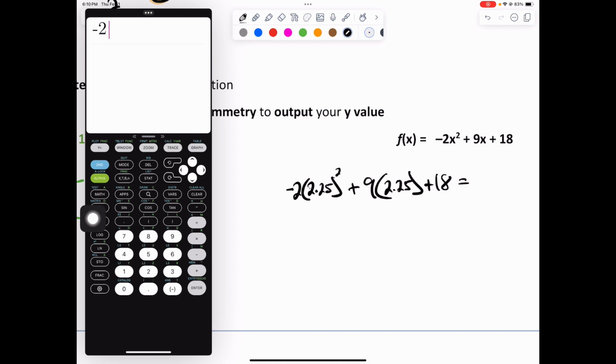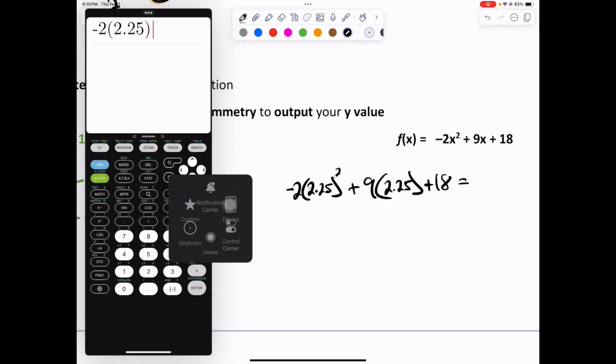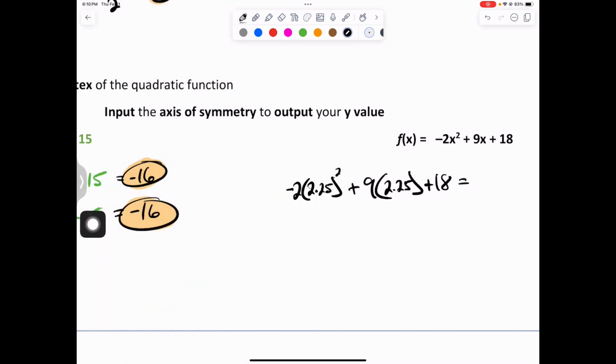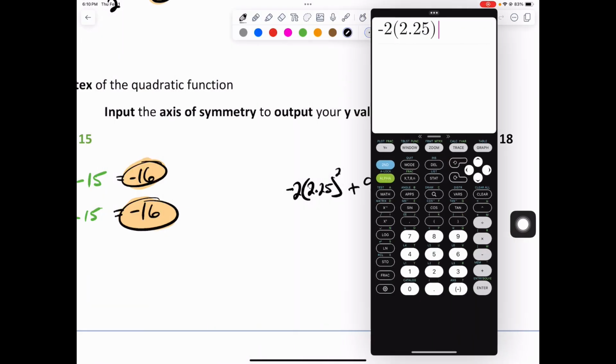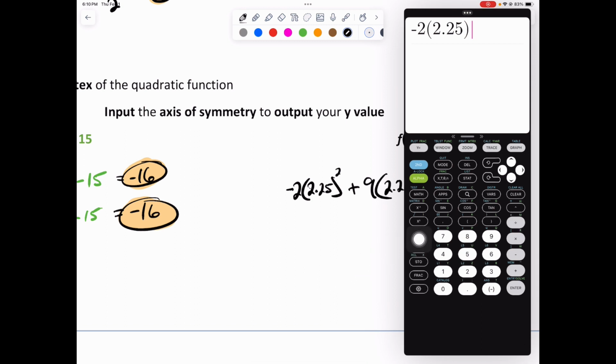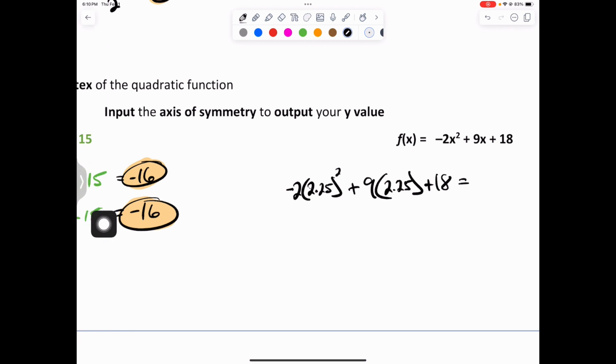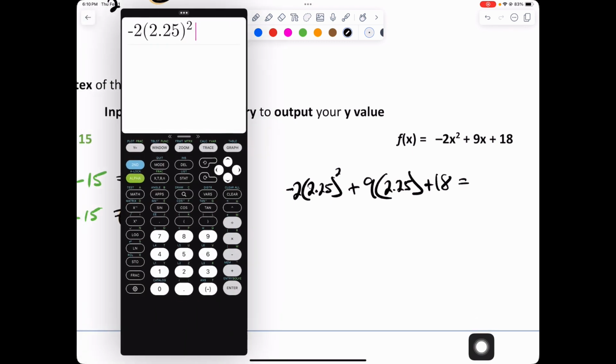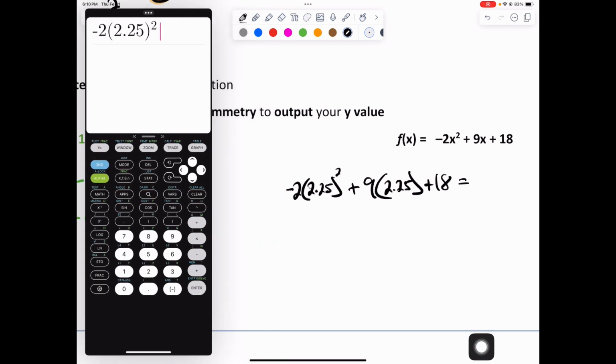All right, negative 2. Open that parenthesis, 2.25. Close it. Hit x squared. I did not mean for that, but x squared is hovering right where this is. I got to get rid of this. It only needs to go on this side. Here we go. There's our x squared. Let's hit it. Now let's get it back on over. I just wish it would stay. All right, time to chill. Plus 9. Open that parenthesis, 2.25. Close it. Plus 18. Hit enter.